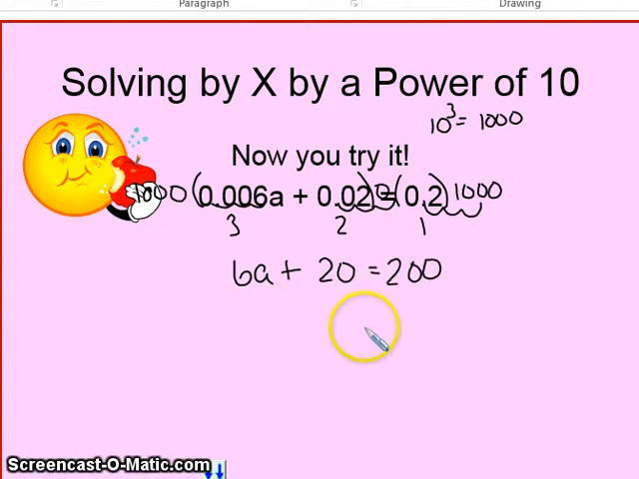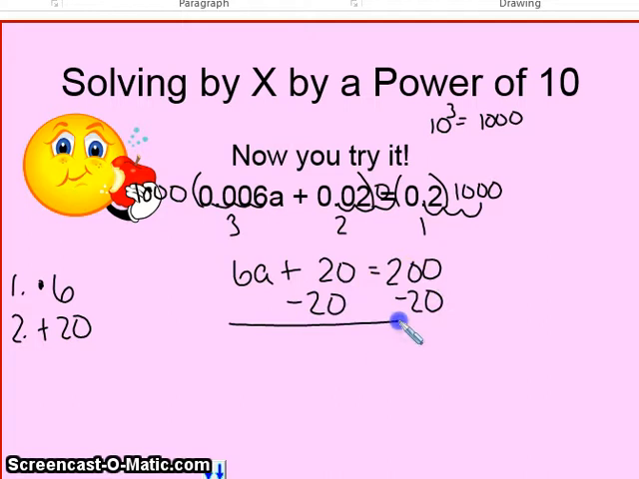Now I'm going to solve this just like any two-step equation. If it was an expression, I would multiply by 6, so that would be my first step, times 6. And then after I multiplied 6 and a, I would add 20. So I'm going to do opposite operations in opposite order. Instead of adding 20, I'm going to subtract 20 from both sides. That takes care of undoing my adding 20.